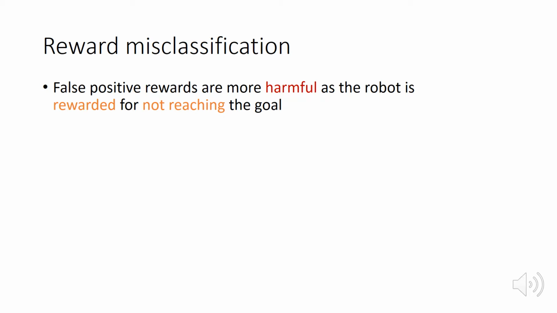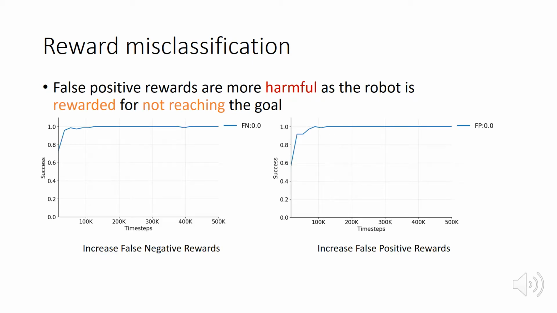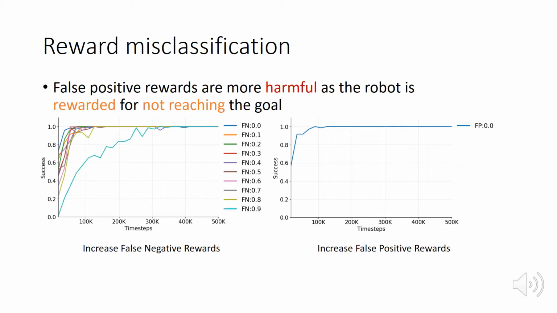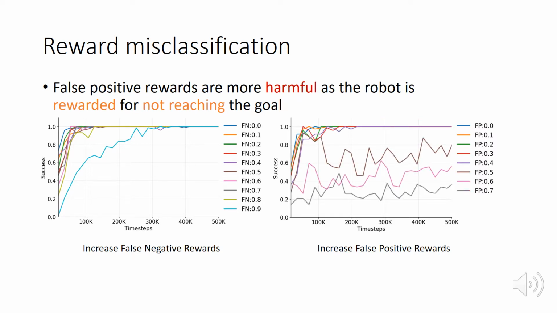It turns out that false positive rewards are more harmful than false negative rewards, as the robot is rewarded for not reaching the goal. As a simple example, we first randomly flip the rewards to increase the false negative rewards and see the learning curves. We can see that the learning is pretty stable as the number of false negative rewards increase. On the other hand, if we start to increase the number of false positive rewards, the performance downgrades very fast.